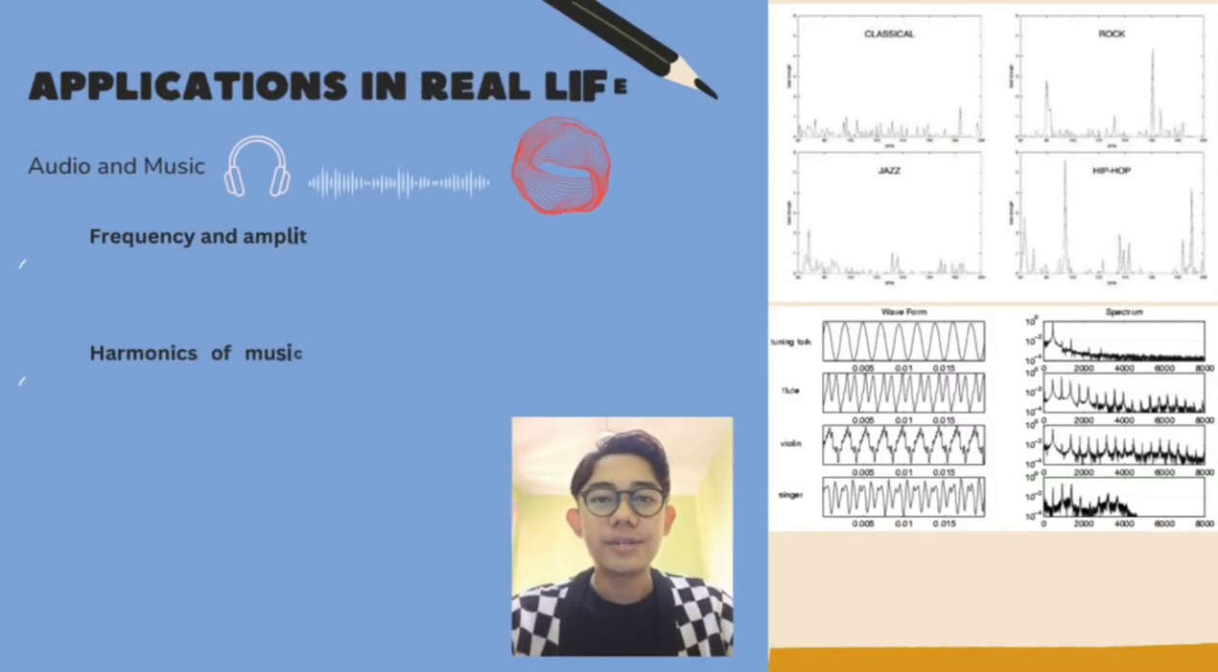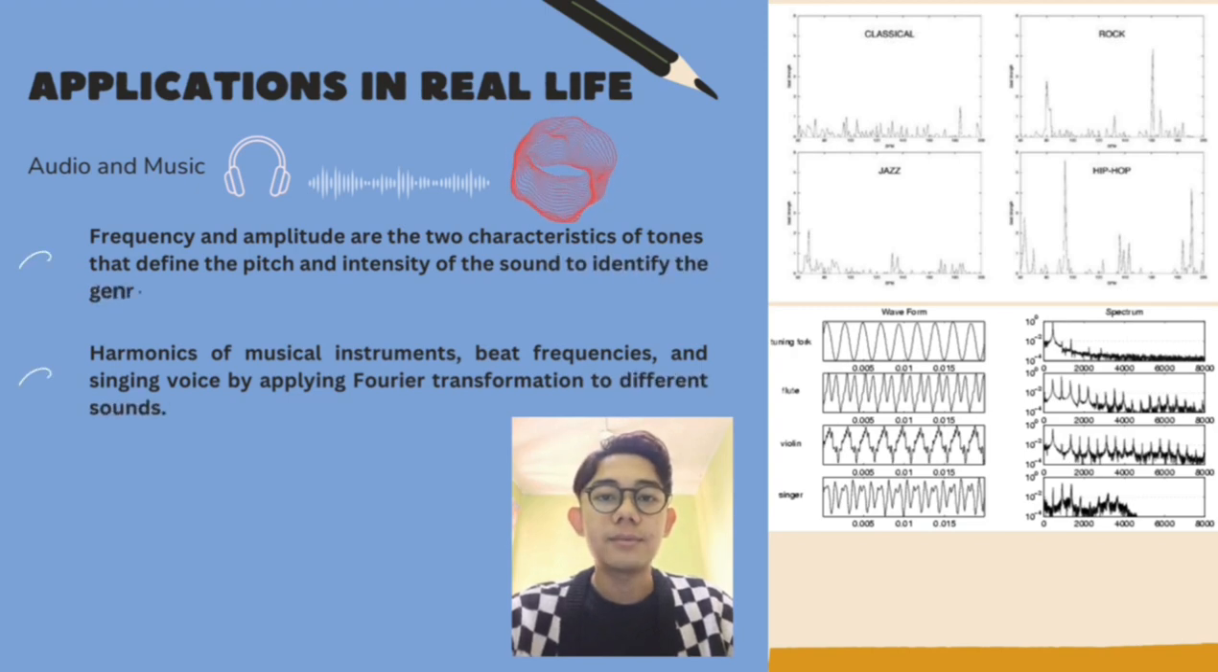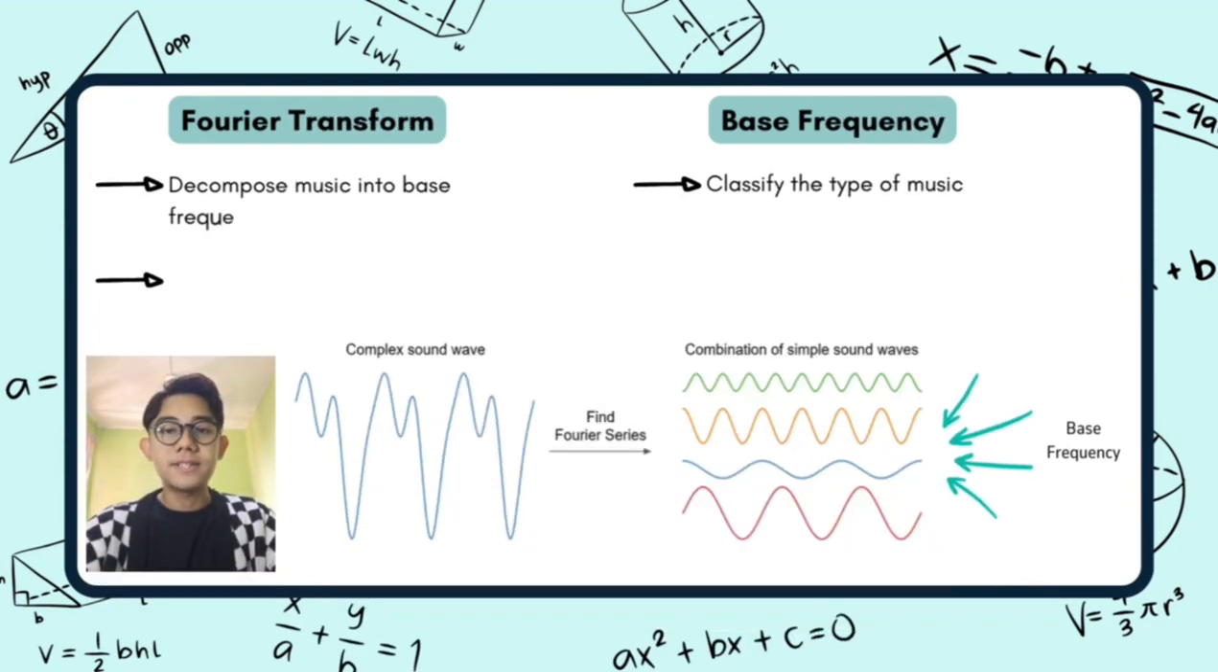Application in real life. Frequency and amplitude are the two characteristics of tones that define the pitch and intensity of the sound to identify the genre of music. You may study the harmonics of musical instruments, beat frequency, and your own voice by applying the Fourier transformation to different sounds. The Fourier transform allows us to break down the time series represented by the music into the base frequency. The Fourier series will tell us how much weight is there in the music we wish to evaluate. The basic frequency can be used to represent and classify the type of music.